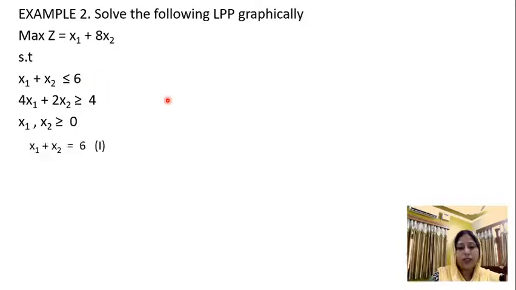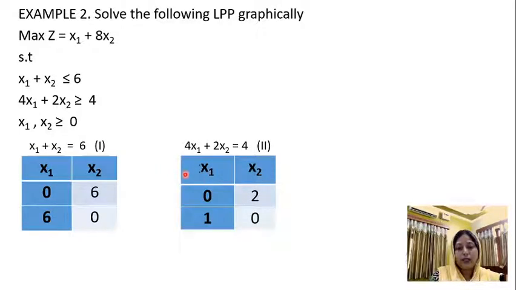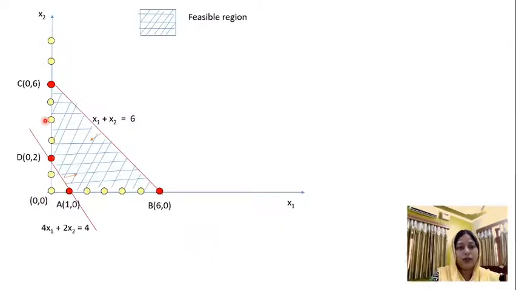So first I will take x1 plus x2 equal to 6 and then find the coordinates. I'll take x1 as 0, at this point x2 is 6, and similarly for the other point. So these 2 points will help me in drawing my line. Similarly for the second line, when x1 is 0, x2 is 2. So I'll plot these lines on a graph. So this is my line x1 plus x2 is equal to 6, and 4x1 plus 2x2 is equal to 4.